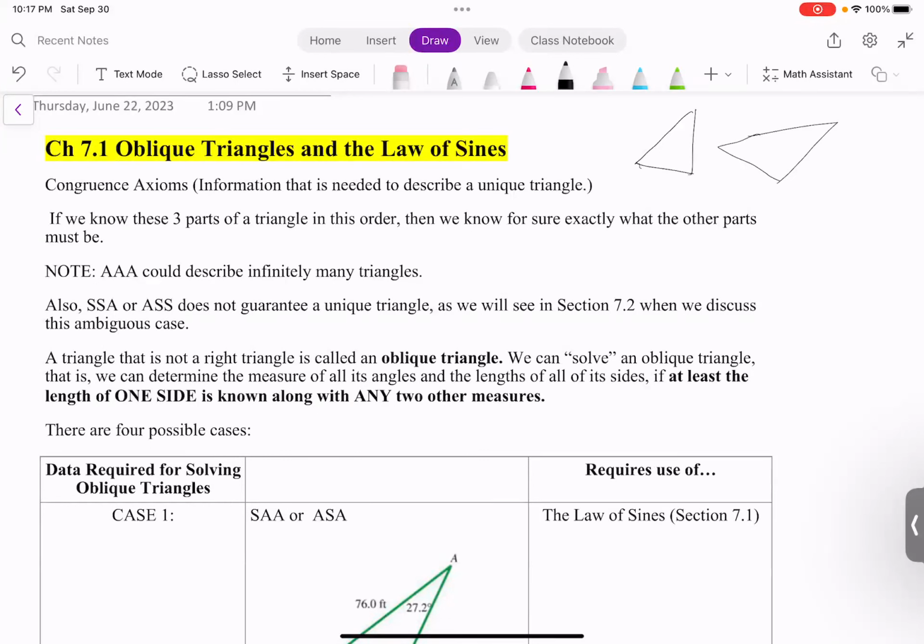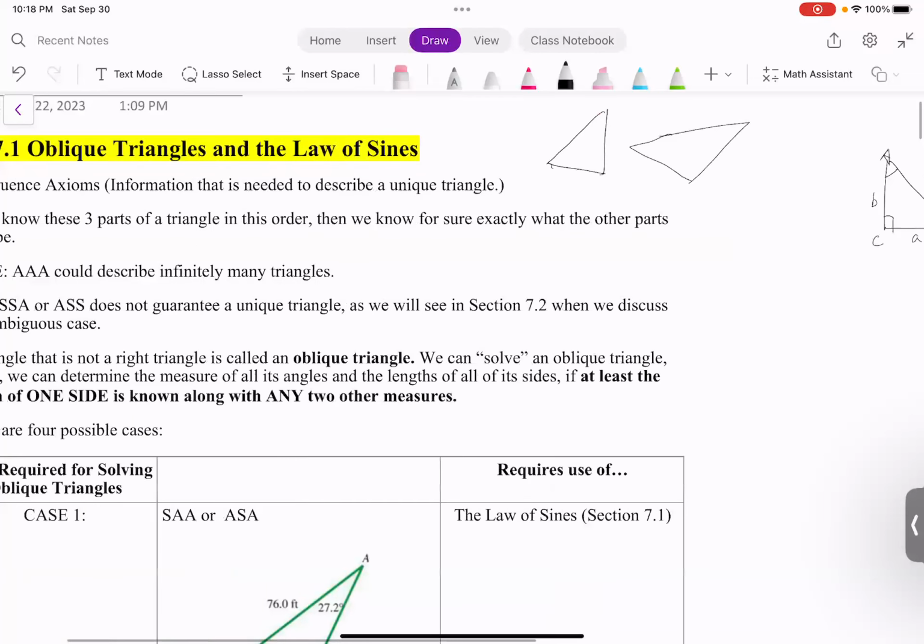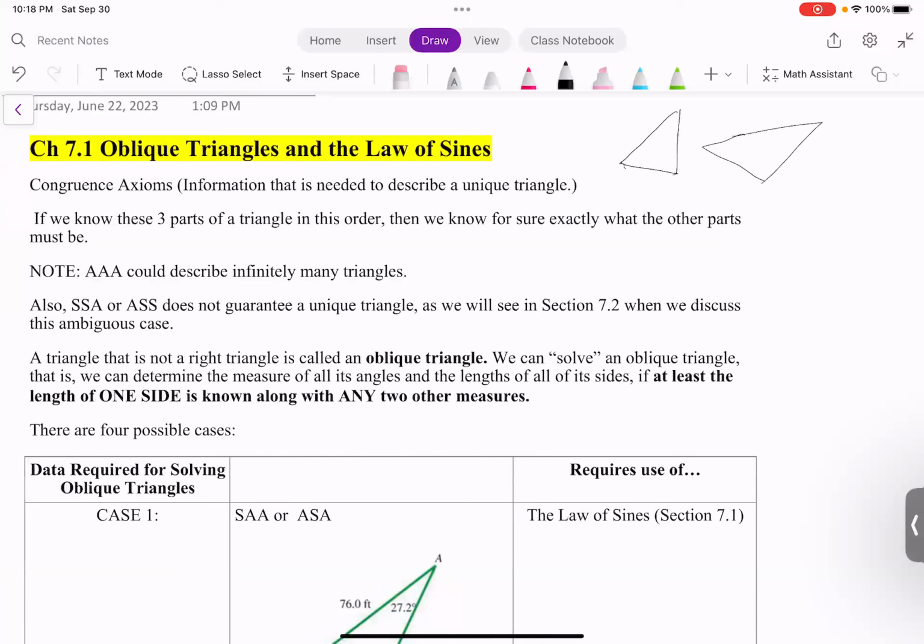In previous chapters, we learned how to solve right triangles. Solving right triangles, we use sine, cosine, tangent, cotangent to find all the angle values, and we also need to find the lengths of the three sides, for example A, B, C. We need to know the lengths of A, B, C and also the measures of the angles. Now we use A to represent the angle and S to represent the length of the side.